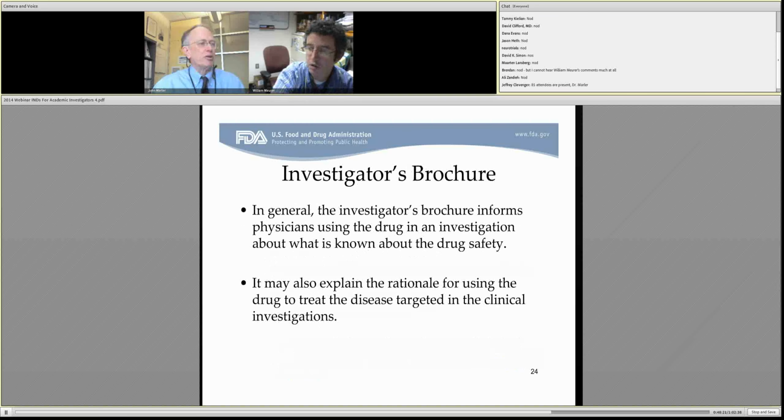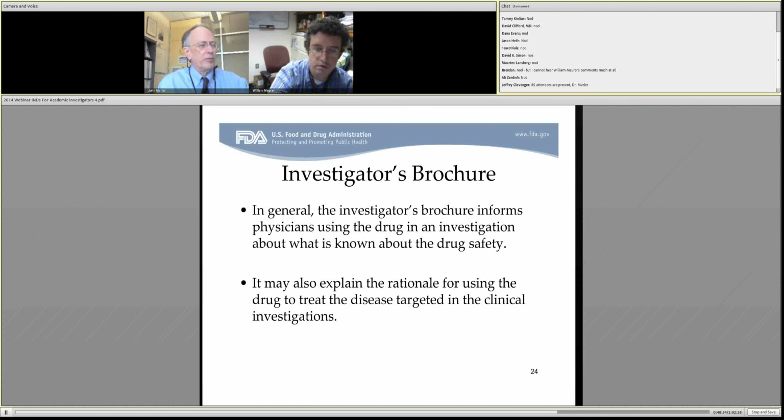I talked about the investigator's brochure. Essentially, it's telling physicians what they need to do. For a one-site study in which the investigator is the one seeing the patient, really the drug label in many cases is a really good substitute for this, if the drug is an approved drug. But if you're going to a multi-center trial, it may be a good idea to explain the rationale and add material to the drug label.